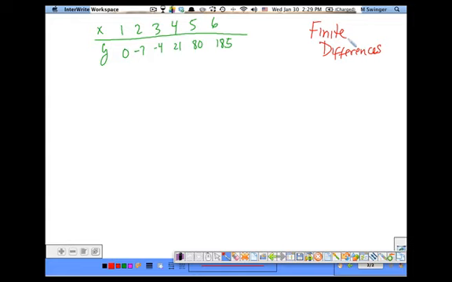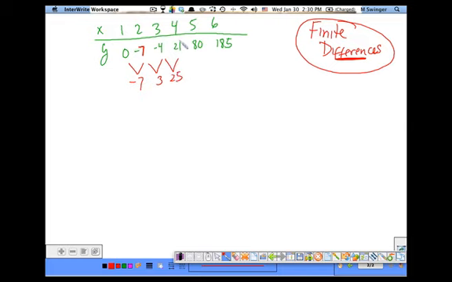Okay, the next example I want to show you guys is a concept called finite differences. What we're going to do is find the differences of the y values. So you can take any table, any function, and do this to the function. Watch. I'm going to just take these two. I'm going to subtract negative 7 minus 0, which is negative 7. Then take these two. Negative 4 minus negative 7, which is positive 3. And take these two, subtract 21 minus negative 4, which is 21 plus 4, 25.